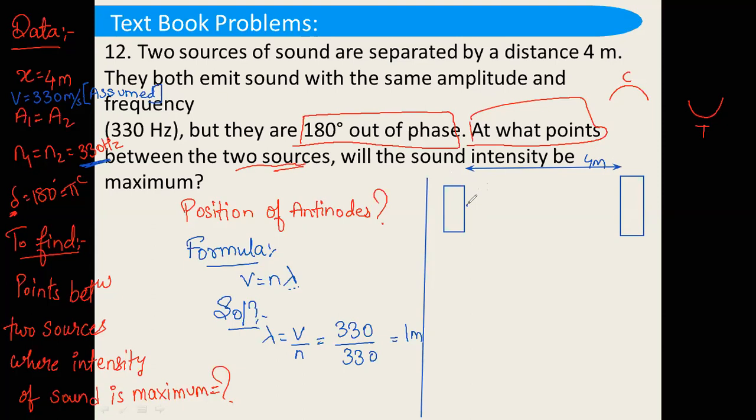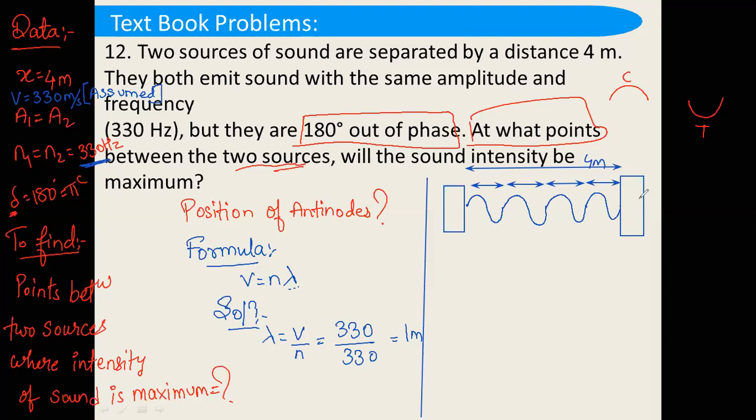So if this is one wave which starts like this, this is going to be 1 meter. We should divide, because the distance is 4 meters and the wavelength is 1 meter. That means 4 waves will be present: 1, 2, 3, and 4. Like this, 4 waves will be present. This is the first wave, this is the second wave, this is the third wave, and this is the fourth wave.